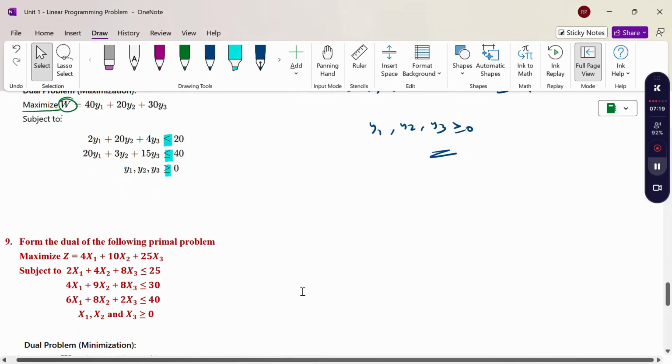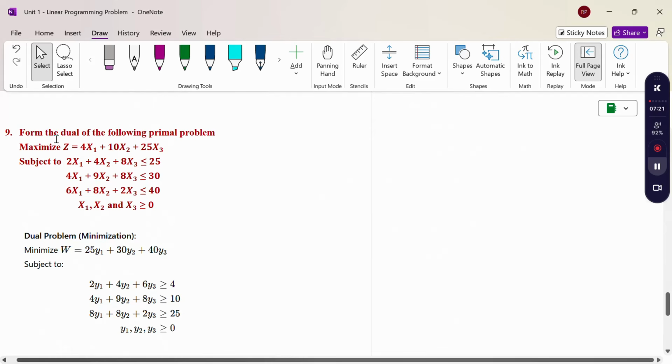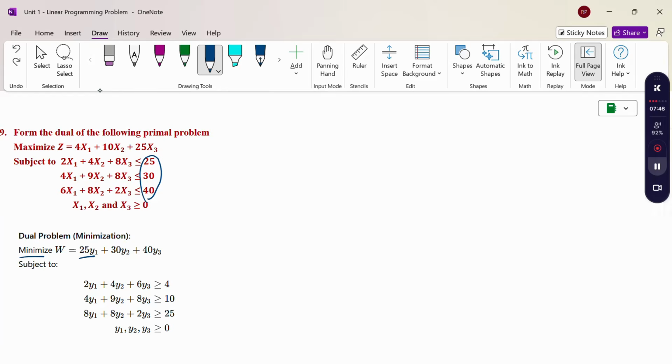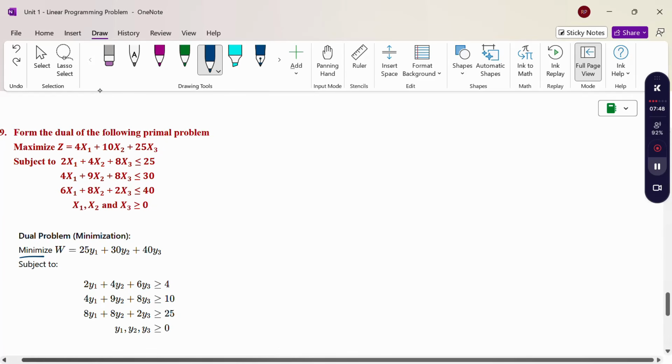A similar problem: form the dual of the following primal problem. Maximize Z equals 4x1 plus 10x2 plus 25x3, subject to the given constraints. Now change into the dual problem. Maximize changes into minimize, and the right hand side values become the objective function: 25, 30, 40. Then the objective function values go to the right hand side: 4, 10, 25.